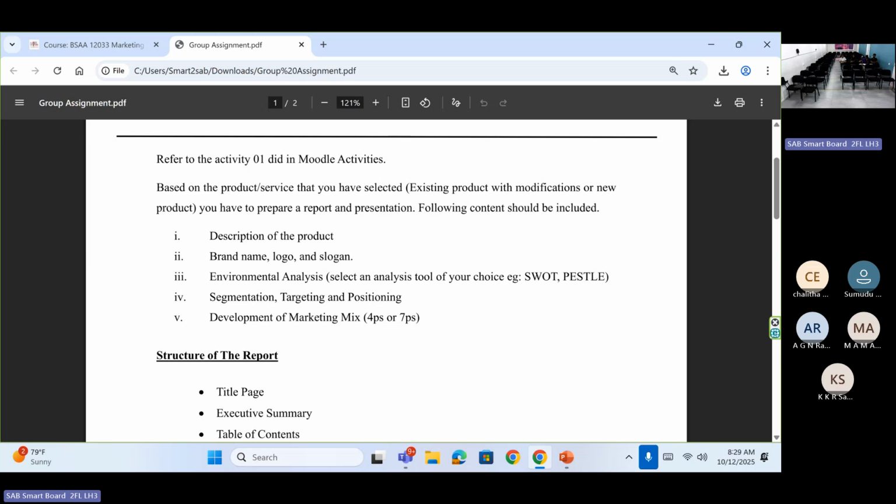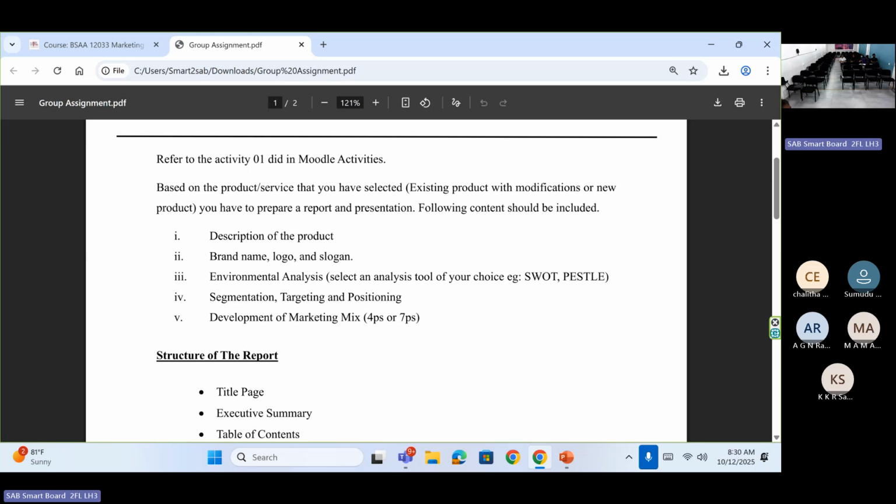Then mention the brand name, logo, slogan, same as the activity one. Then this one is new. You have to conduct an environmental analysis. In there, you can select either SWOT, PESTEL, or 5 forces, which we have done in previous lessons. You have to conduct this environmental analysis relevant to the product that you have selected, right?